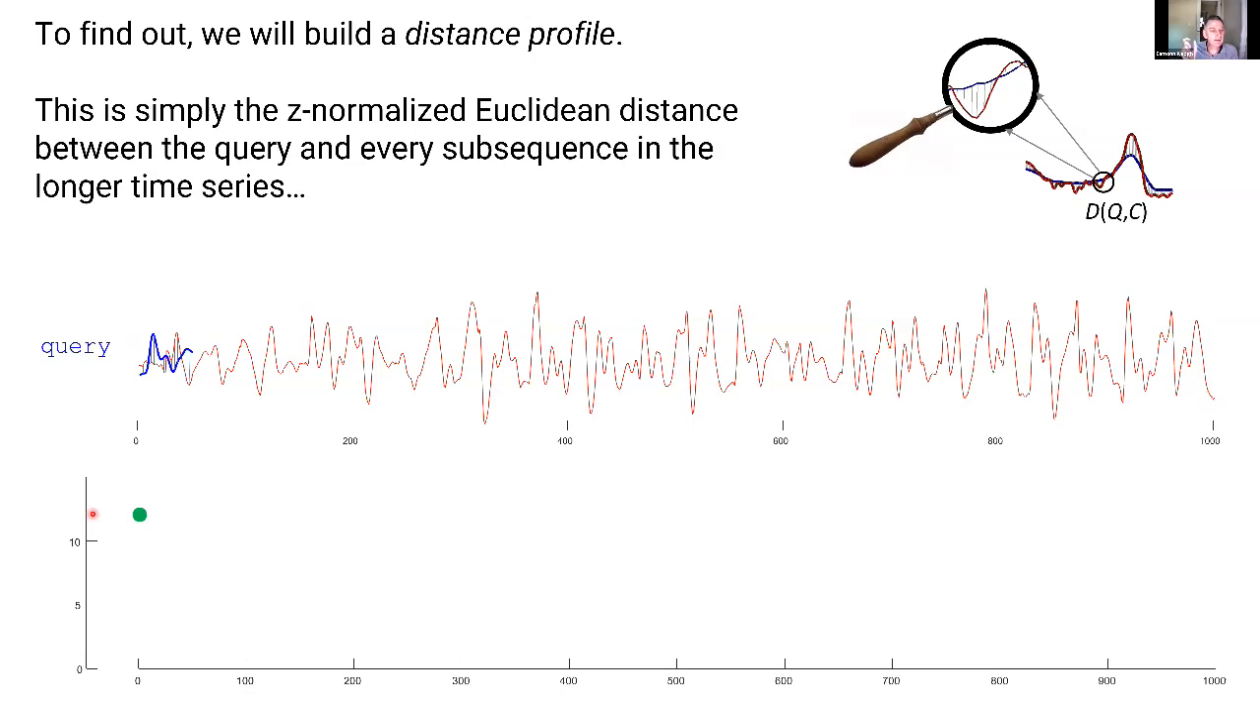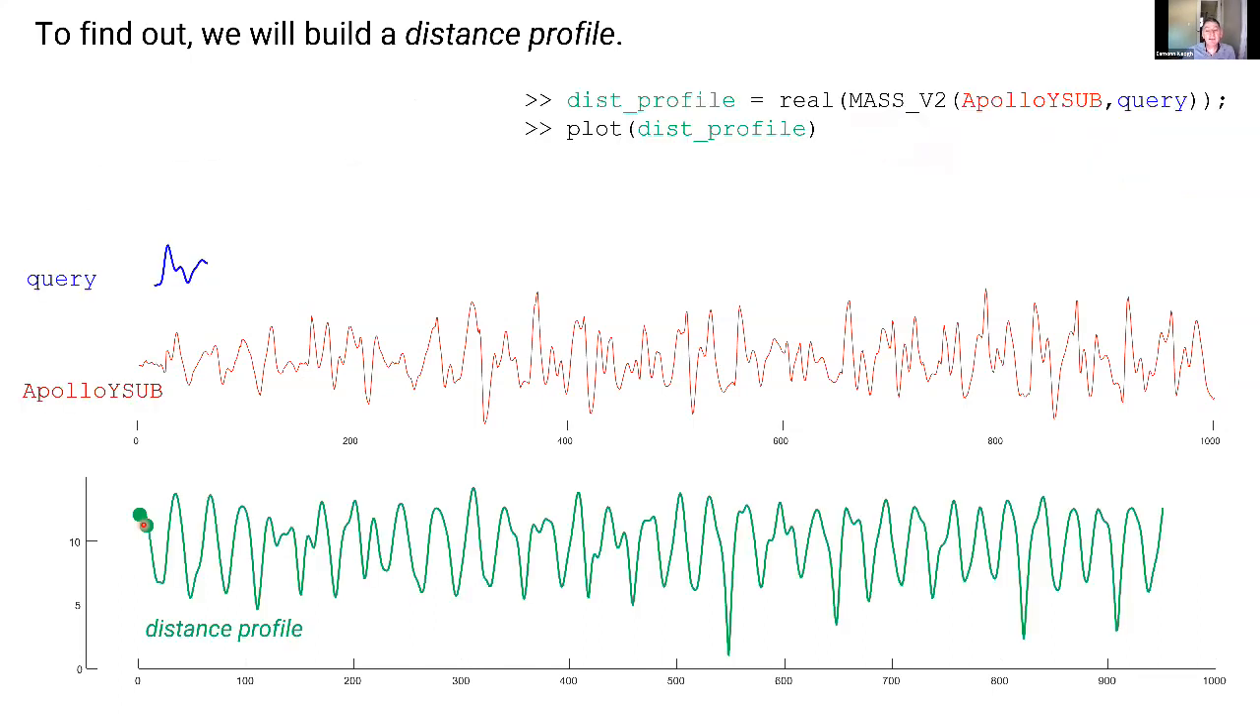I'm now going to take the blue query time series. I'm going to shift it over one click. I'm going to remeasure the Euclidean distance. This Euclidean distance is a little bit smaller. It's now 11 point something. I have a green dot that represents that here. If I keep on doing this and slide the query all the way to the end, I create this green shape here, which is called the distance profile.